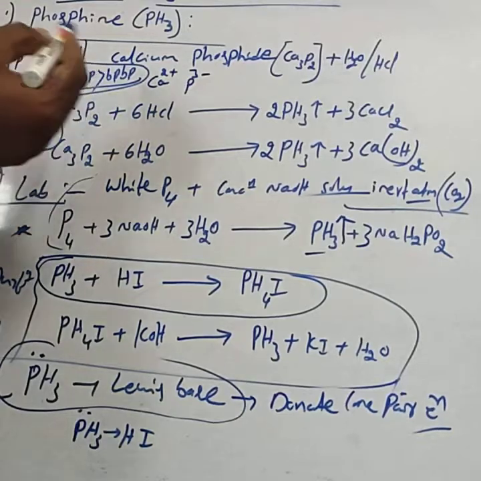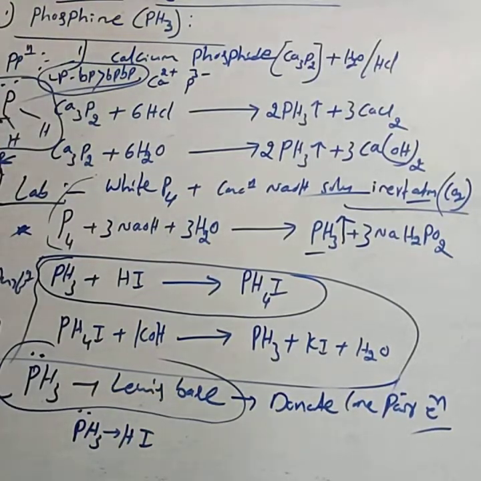Lone pair-bond pair repulsion is greater than bond pair-bond pair repulsion. Hence PH3 has a lower bond angle than PH4+. These are all considered for the 1 mark.